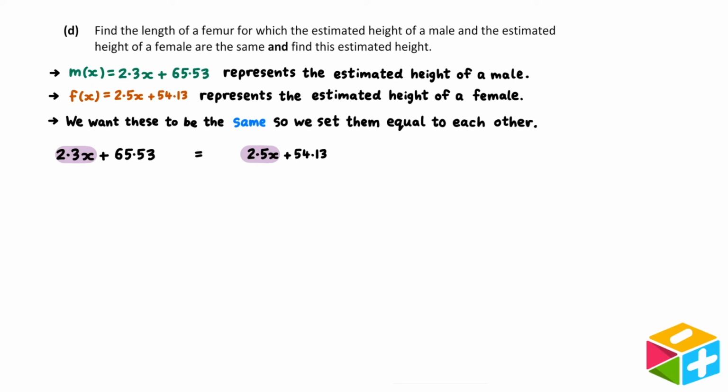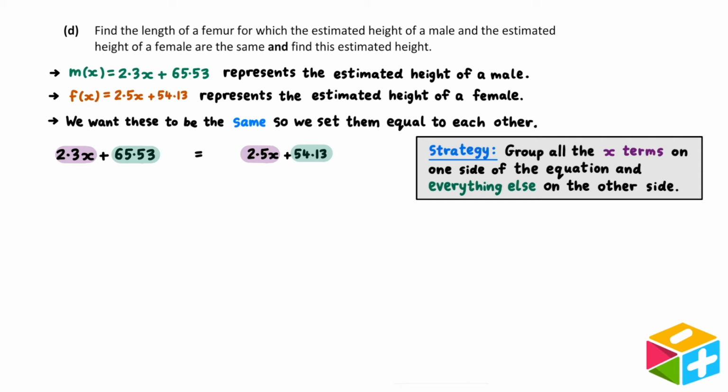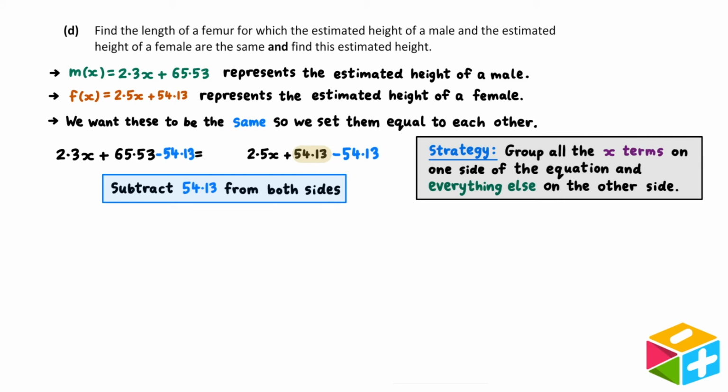Notice that we have more than one term which involves an x. The strategy here will be to group all the x terms on one side of the equation and everything else on the other side. Here, I'm going to group my x terms on the right-hand side and everything else on the left-hand side. To begin, I'll remove this 54.13 on the right. This represents addition. The inverse of addition is subtraction, so to remove it, I'll want to subtract 54.13 from both sides.